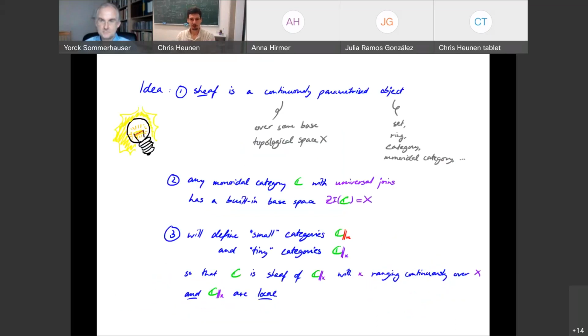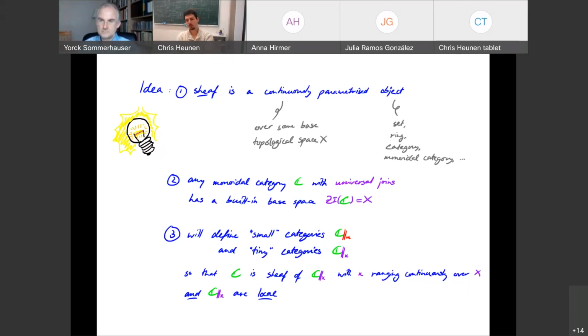So the idea is this. A sheaf is a continuously parametrized object, just in general. When I say continuously, I mean there's some base topological space, and this object sort of varies as the point in the space varies. And when I say object, I really mean any object at all. Typically, we'll talk about set-valued sheaves, or many people talk about ring-valued sheaves, where each of the little things is a ring. But you could equally well talk about where each of the little things is a category, or even a monoidal category, as we will be doing.